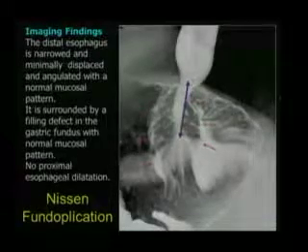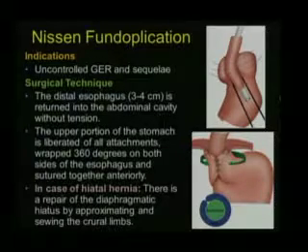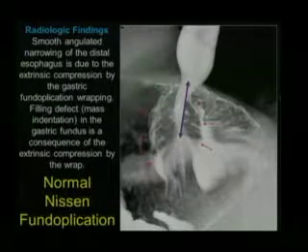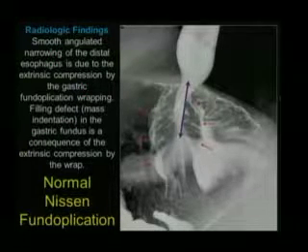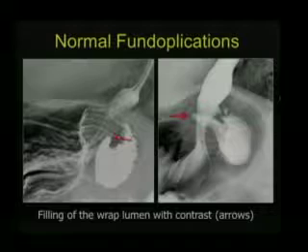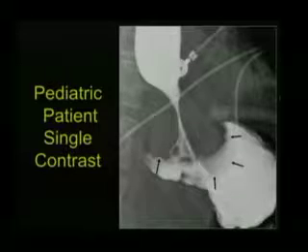So we reviewed the characteristic image after fundoplication. We reviewed the surgical approach, okay? I'm not going to repeat it again. So this is the normal Nissen fundoplication. It's just in order that you become familiar. In some cases, the wrap is filled with the contrast. This is the typical pediatric image of the gastric fundoplication.